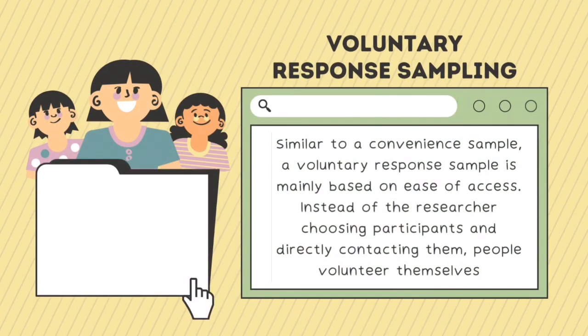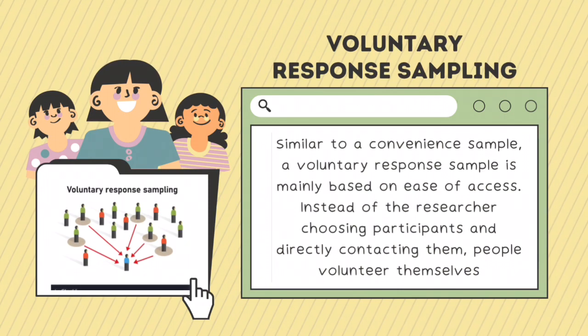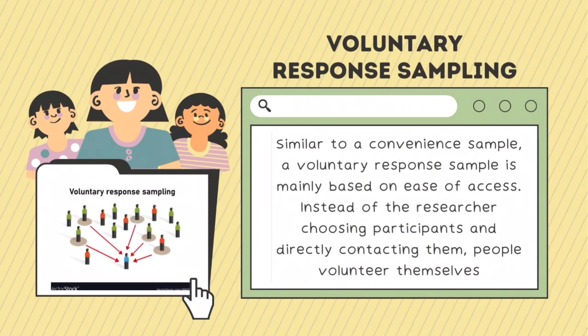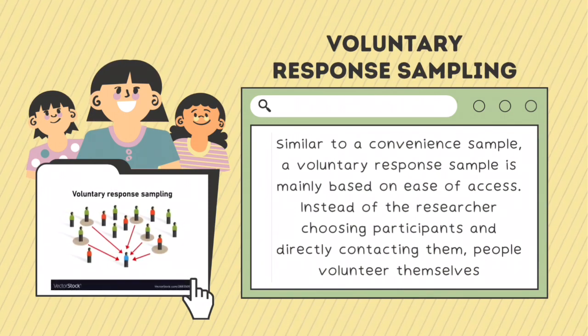Voluntary response sampling. Similar to convenience sampling, a voluntary response sample is mainly based on ease of access. Instead of the researcher choosing participants and directly contacting them, people volunteer themselves. Voluntary response samples are always at least somewhat biased, as some people will inherently be more likely to volunteer than others.